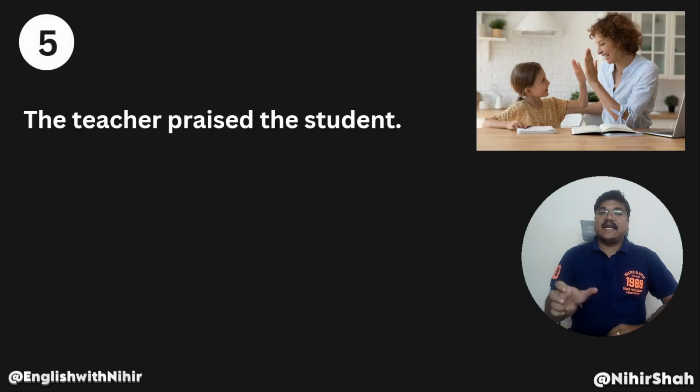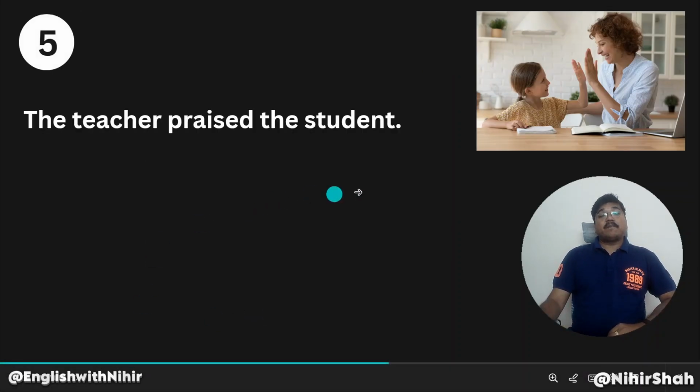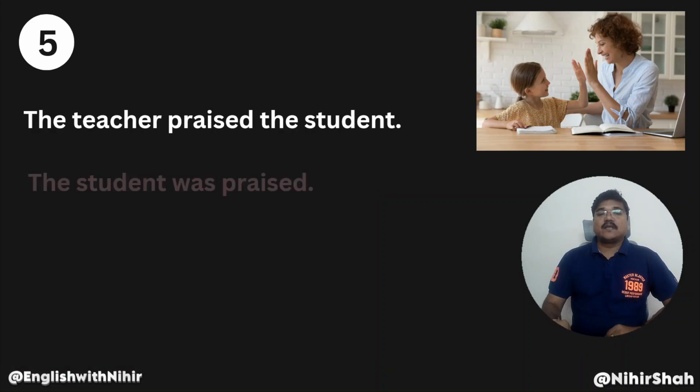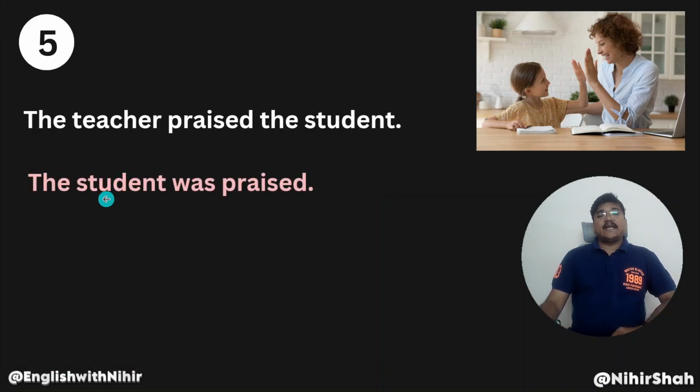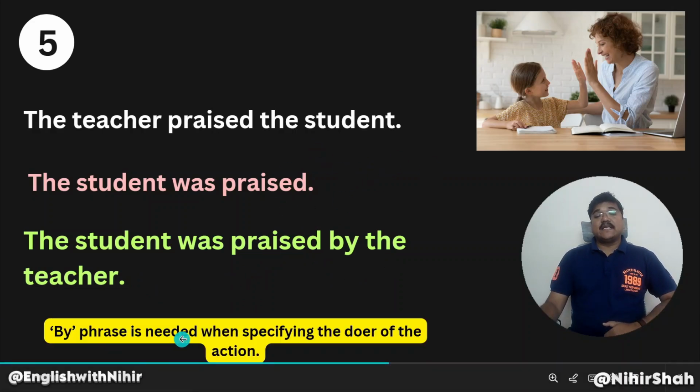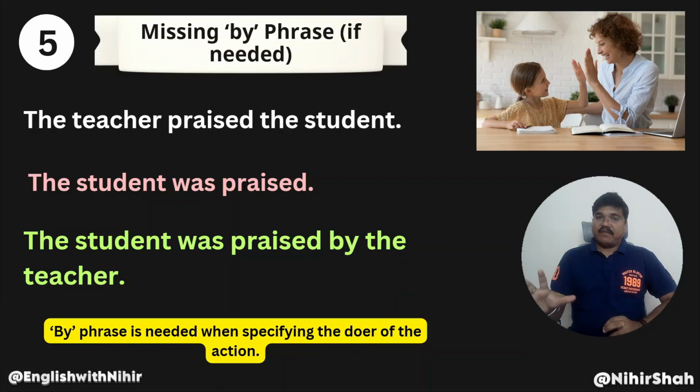Mistake number 5. The sentence is here. The teacher praised the student. Can you convert it into passive voice? Is this passive voice correct? The student was praised. Or do you feel that there is some incompletion in this sentence? I hope you would have guessed. The student was praised by the teacher. Here we forgot to add by the teacher. So a by phrase is needed when specifying the doer of the action. This is mistake number 5.